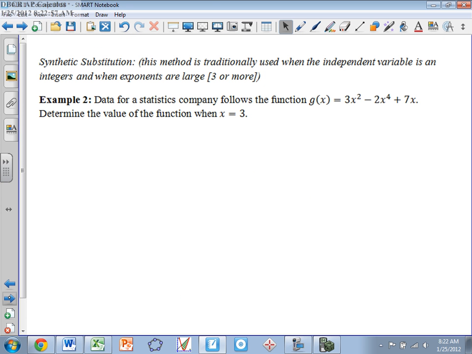Example 2. For this, we're going to start something called synthetic substitution. So what we just did a minute ago was called direct substitution. We substituted the number into the equation directly. We simply put the 3.5 into the equation. Take a minute. Please copy down the heading, synthetic substitution. I'll go over this little hint at the top also, and then write down the problem, please.